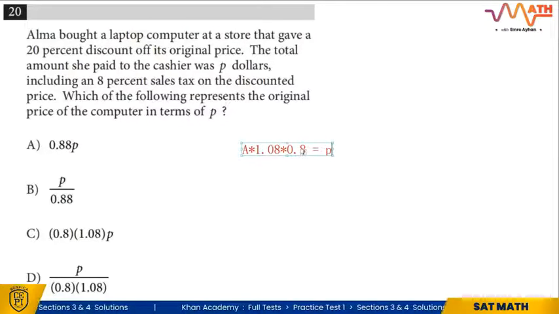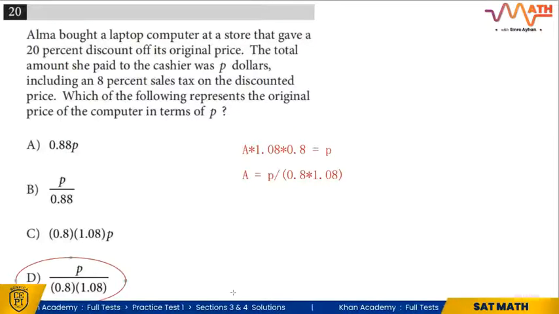So when we send it to the other side, it's going to be division. So initial amount equals 3 over 0.8 times 1.08, which answer is D.